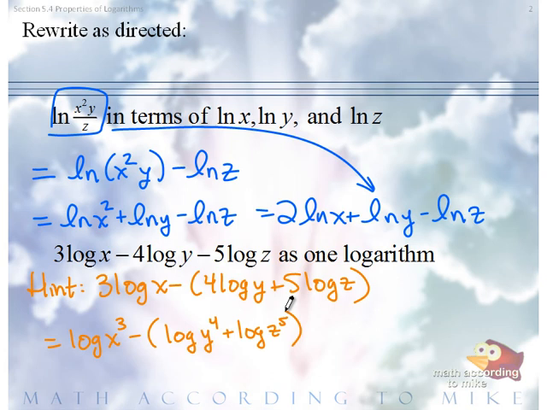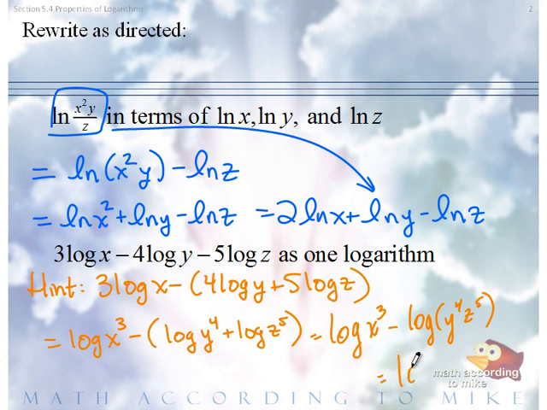That's your power rule. And then working in those parentheses, what rule would I use next? Product rule. And now what rule would I do last if we're subtracting the logs? Quotient rule. So your final answer should be the log of x cubed over y to the 4th, z to the 5th.